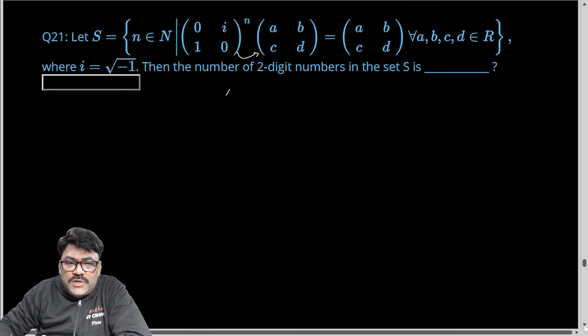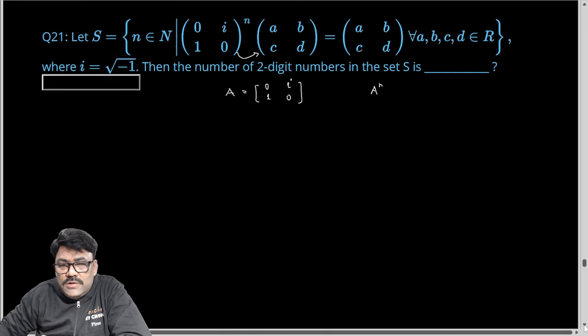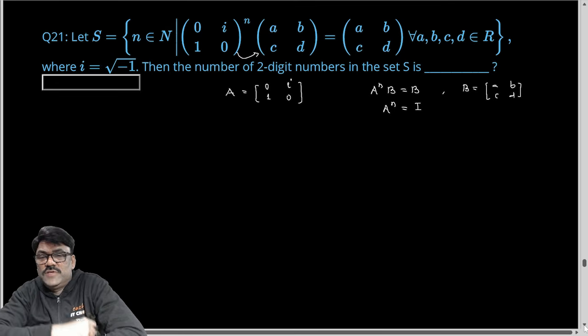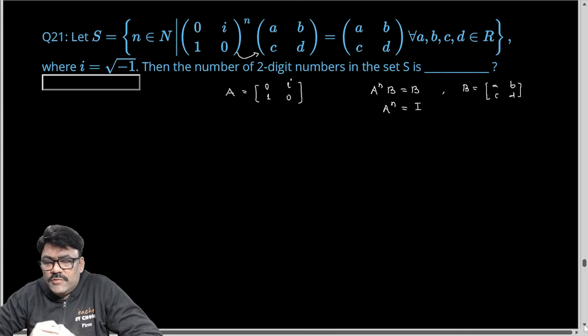So actually let me take this matrix as A. I'm taking A matrix as 0 iota, 1 0. So if I'm multiplying A raised to n with B, I'm getting B only, and I'm taking the B matrix as ABCD. Hence this A raised to n must be an identity matrix, because it is true for all B. ABCD are any real numbers. Whatever B is, it doesn't matter. A raised to n times B equals B, so A raised to n must be an identity matrix.